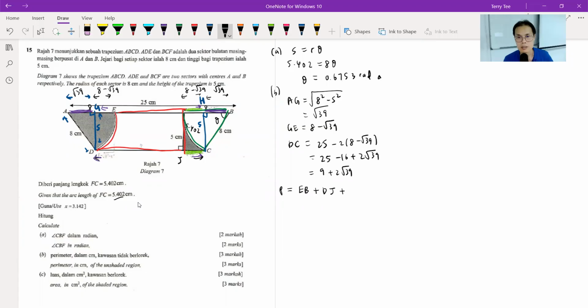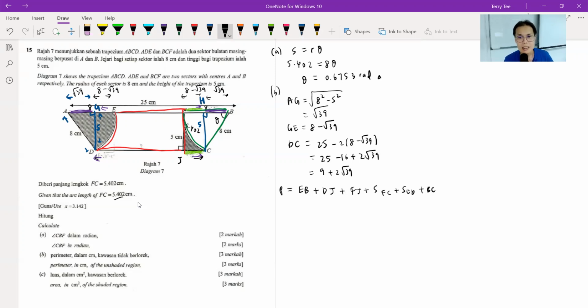The 2 arc, DE and arc FC, then you plus 8. 8 is your radius BC, right? So I hope I don't miss anything out. Okay, sorry, I need one more. I need FJ. Maybe I put FJ first over here. FJ, arc FC, ED, BC. Sorry, very long.